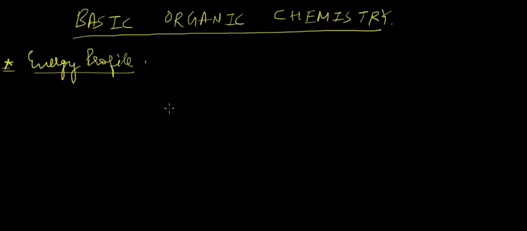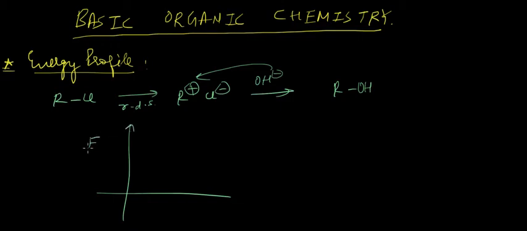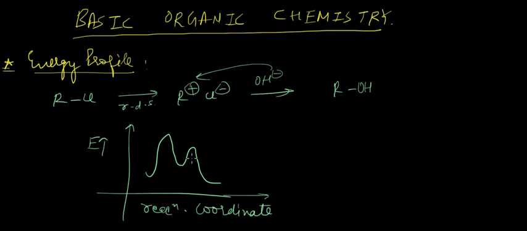Okay, so in an energy profile, let's suppose we have a reaction in which the bond breaks and later OH minus comes into the picture to attack R plus to form a compound like ROH. And in this reaction, the first step, the bond breaking reaction, is the rate determining step. So if we draw the graph between the energy and the reaction coordinate, this is how the reaction takes place.